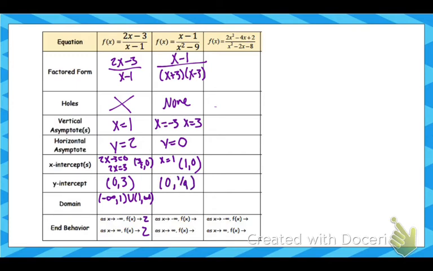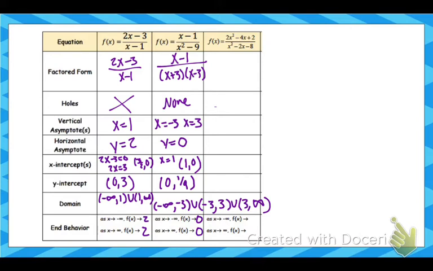And then domain, we're going to skip the vertical asymptotes and holes. There are no holes, but there are 2 vertical asymptotes. So I start with the negative infinity, I go to the smaller number. And I'm going to run out of space, so sorry about that. Then parenthesis, union, parenthesis, pick back up at the same number, go to the next number. Parenthesis, union, parenthesis, same number, keep going until infinity. All right, and then end behavior, as x approaches negative infinity and positive infinity, we are approaching the horizontal asymptote, which is 0.